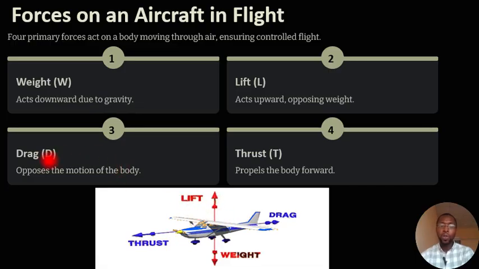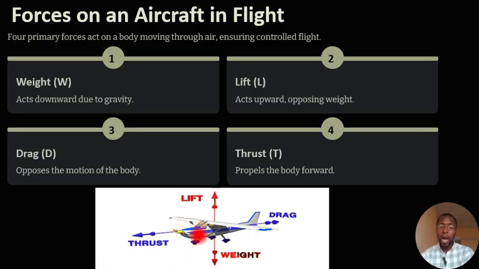The third force is called the drag. The drag is one that opposes the motion of the plane. Okay, you can see here that is towards my right side. And then the last force is called the thrust. This force propels the plane to move forward. It could be any other object aside from a plane. It could be a helicopter, any object that flies in the air.